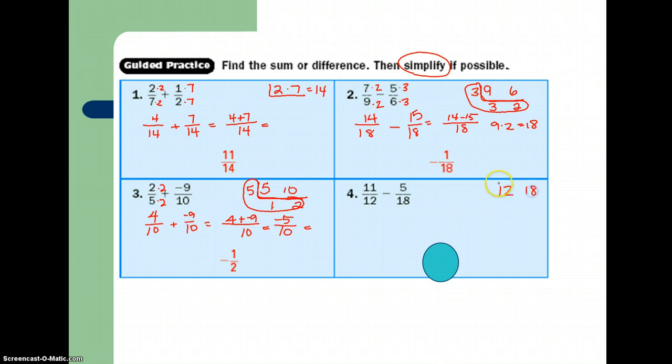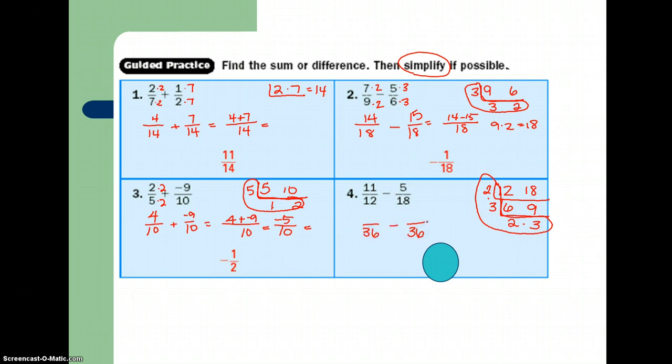12 and 18. 12 and 18 both divide by 2. You get 6 and 9. 6 and 9 both divide by 3. So you get 2 and 3. You can see it looks like an upside down birthday cake. We take the left side and the bottom. There's my L. 2 times 3 is 6. 2 times 3 is 6. 6 times 6 is 36, my LCD.